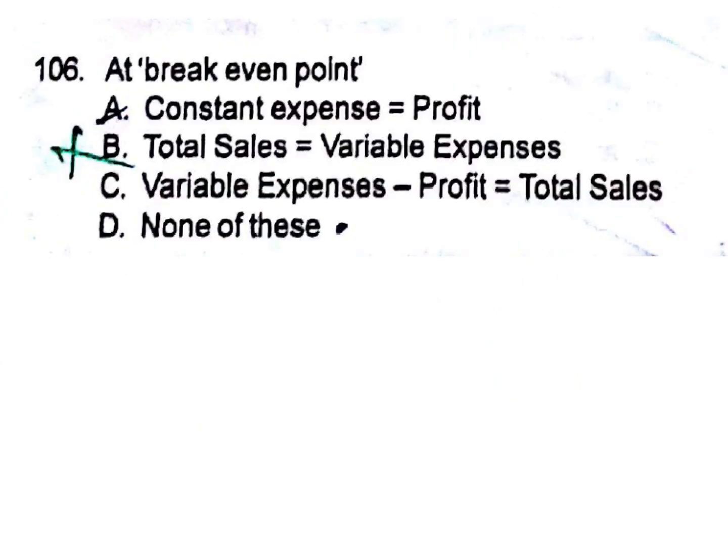Question is, at break-even point, A: constant expense equal to profit, B: total sales equal to variable expenses, C: variable expenses minus profit equal to total sales, D: none of these. None of these is our answer.